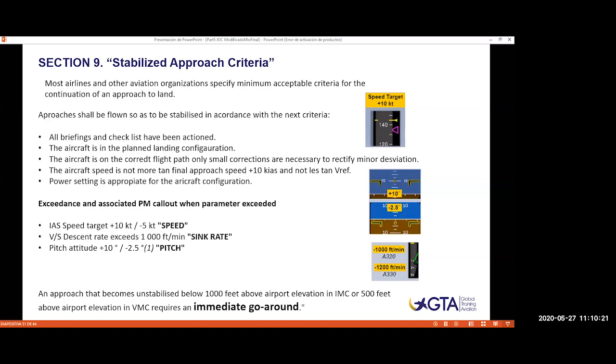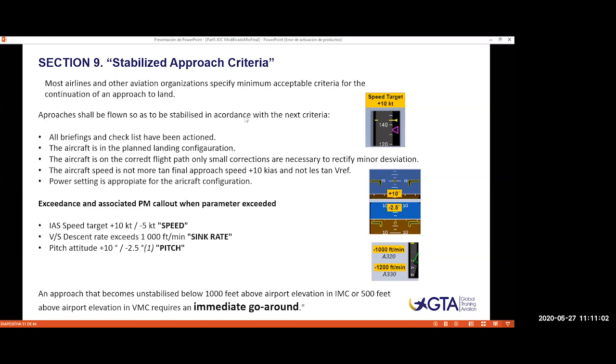All of the briefings and checklists have been done. The aircraft is in the planned landing configuration. If we plan to land with full flap, at that point we have already been like this. The aircraft has to be on the correct flight path, or if it's not, we have to make minor changes. Also, my speed must be not more than 10 knots above or less than the VREF on the VAPP. And of course, my power must be appropriate for that configuration.